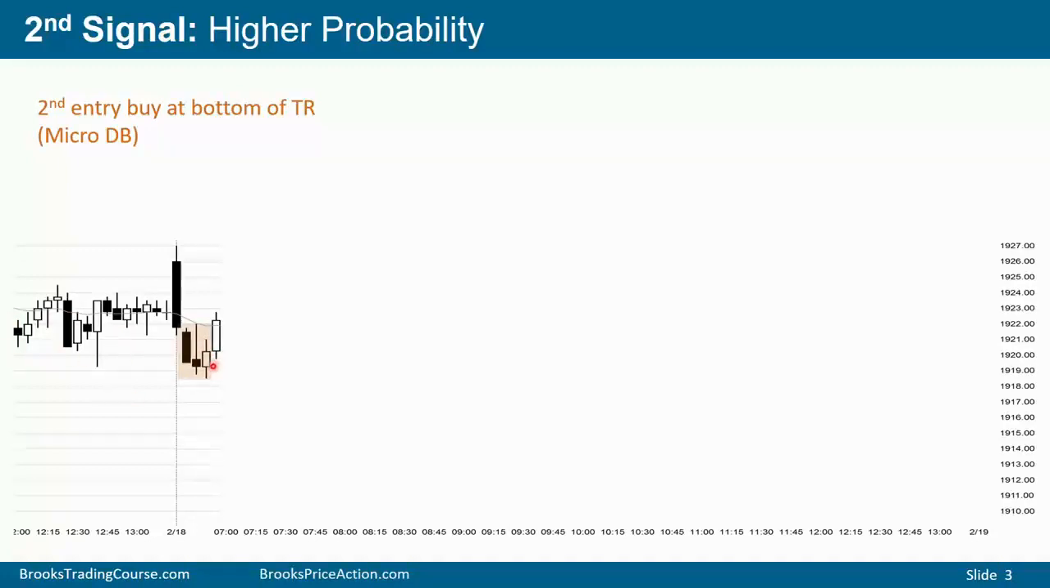And we have a bull bar. Not a great looking bull bar, but it's a bull bar, and it's a second entry buy at the bottom of a trading range. The odds are it'll go up at least enough for a scalp. So traders will place a stop order to buy one tick above the high of that bull bar, and they'll get filled here, and they'll put their stop just below.